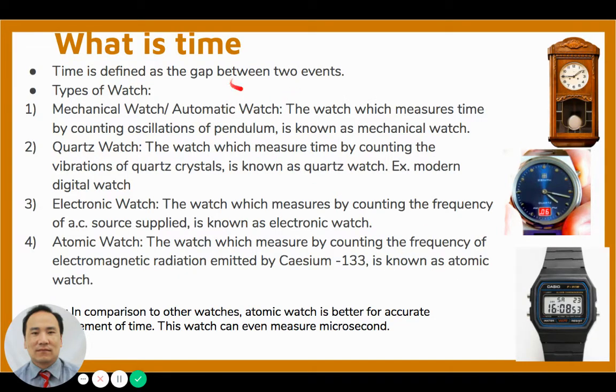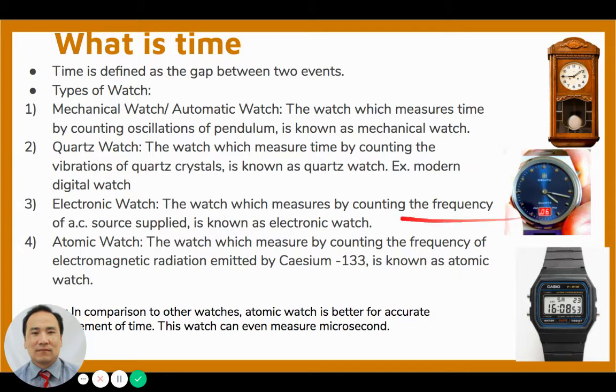The gap between two events is known as time, and time is measured by a watch, and there are four types of watch. Let's discuss one by one. Mechanical watch or automatic watch, also known as pendulum watch, because the time is measured here by the oscillation of a pendulum. Quartz watch, the watch which measures time by counting the vibration of quartz crystal. So these are examples of quartz watch. Inside here a quartz crystal is kept, and the time is measured by vibration of the quartz crystal.